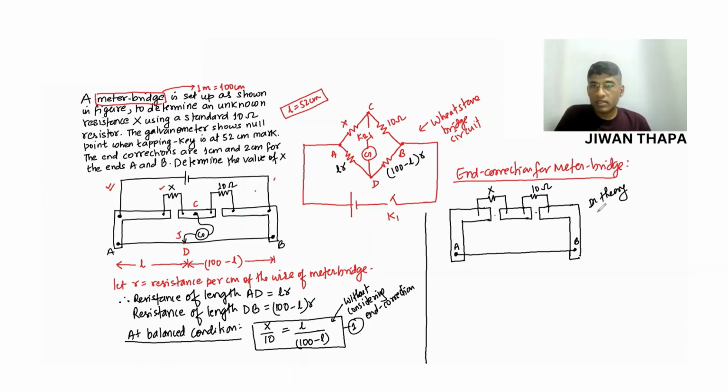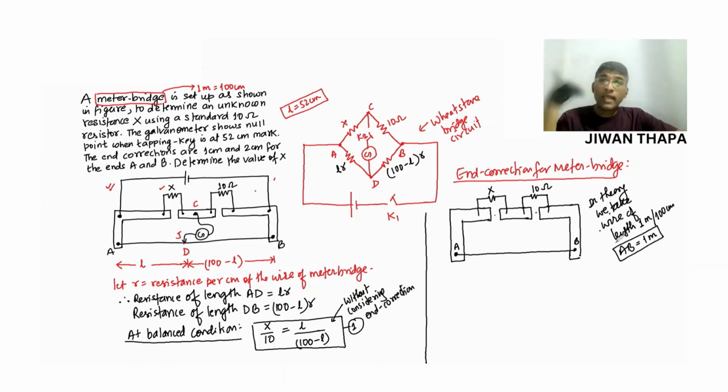Now, in theory, we take a wire of length 1 meter or 100 centimeter. So in this case, we have wire AB, that is AB equals 1 meter. But in a real experiment, when we do the experiment in the lab, what we find is a small portion of the wire.